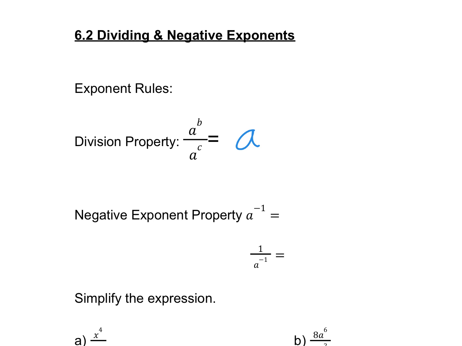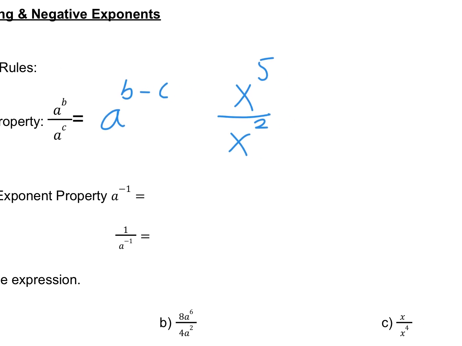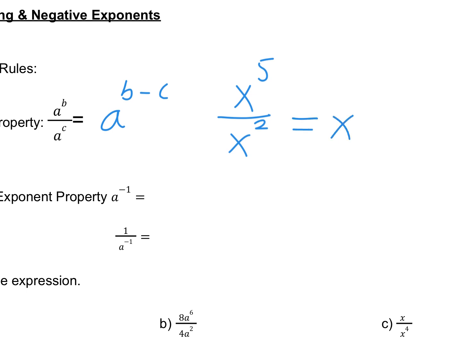variable with the exponent in the numerator and we'll subtract the exponent from the denominator. So, an example of this, let's use something else. If I have x to the power of 5 divided by x to the power of 2, this would simplify to x to the power of 5 minus 2. So I'm taking that exponent from the numerator and I'm subtracting the exponent from the denominator. So this answer would be x to the third.